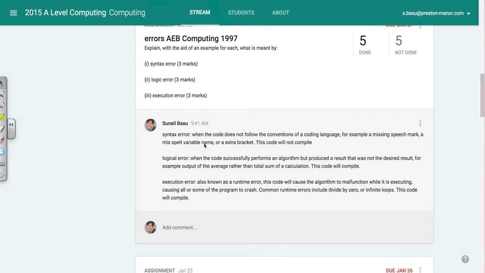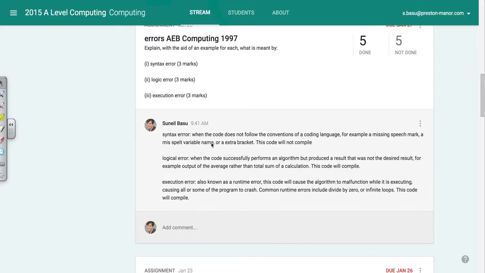And I've answered. Syntax error, when the code does not follow the conventions of the coding language, for example a missing speech mark, a misspelt variable name, or an extra bracket, this code will not compile. Logical error, when the code successfully performs an algorithm but produces a result that was not the desired result, for example output of the average rather than the total sum of a calculation, this code will compile.